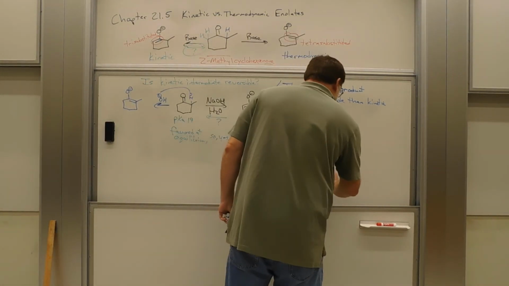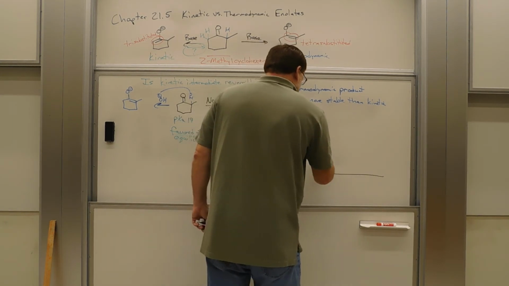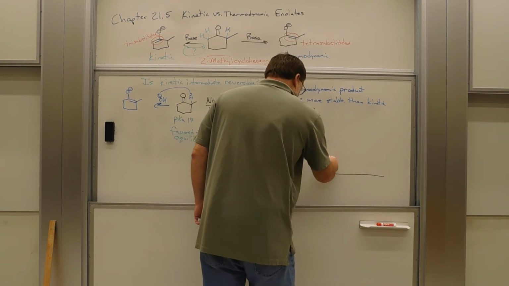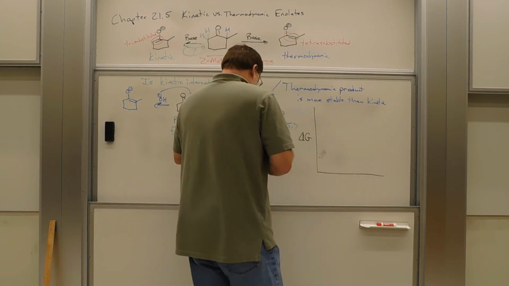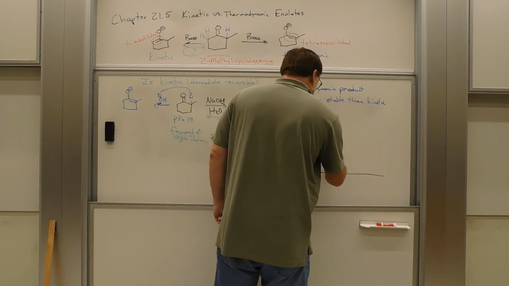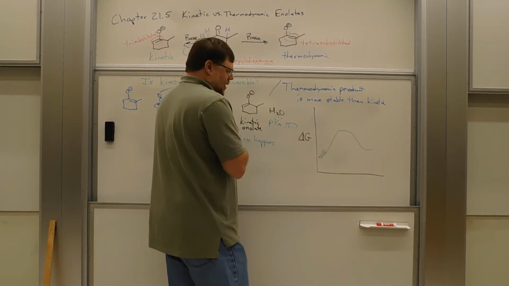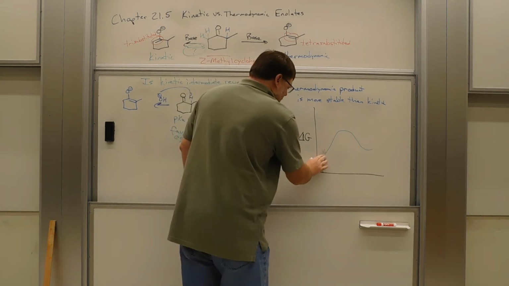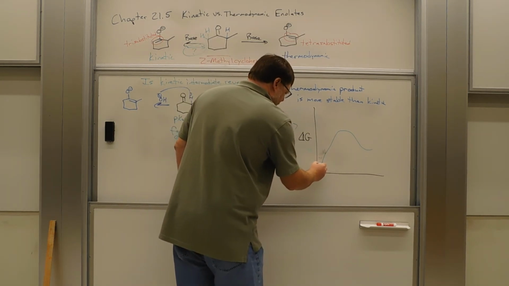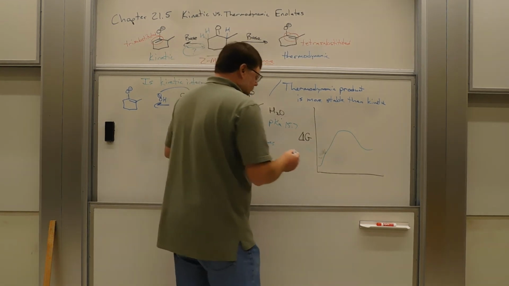So, if you draw a reaction energy diagram, let me put the colors we're using here. The green is for the kinetic enolate. Green is going to form fastest. Remember, the enolate is going to be higher in energy than the starting material. So that's the kinetic curve. That's the kinetic enolate.